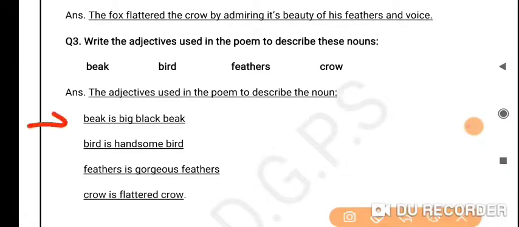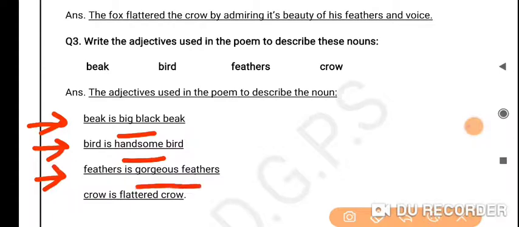First we have beak. The adjectives used in the poem are big black beak. So the adjectives are big, black. Then we have the second noun, that is bird, and the adjective used in the poem is handsome, handsome bird. Then we have third, feathers. The adjective used in the poem is gorgeous feathers. And lastly we have crow, and the adjective used in the poem is flattered crow.